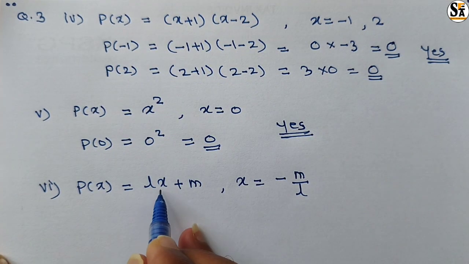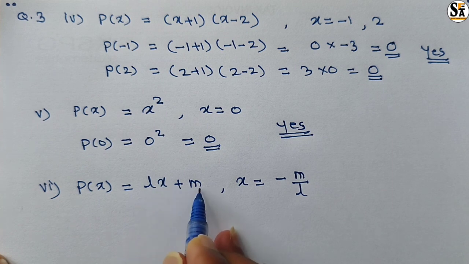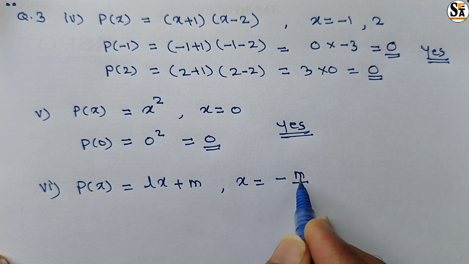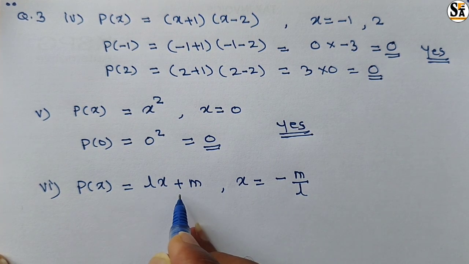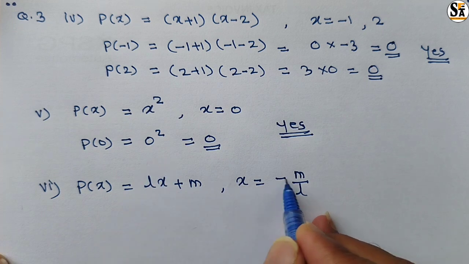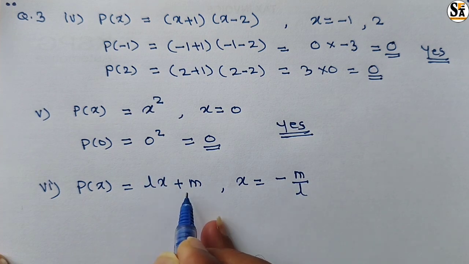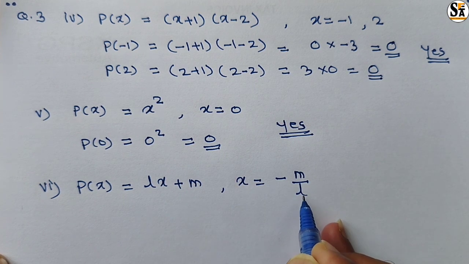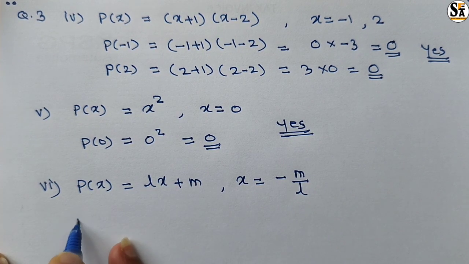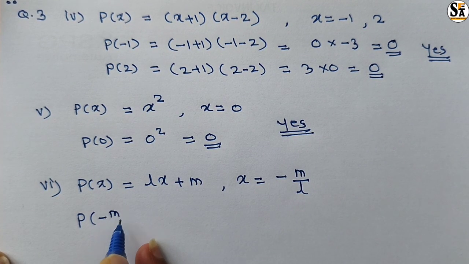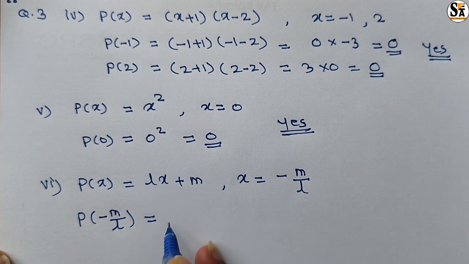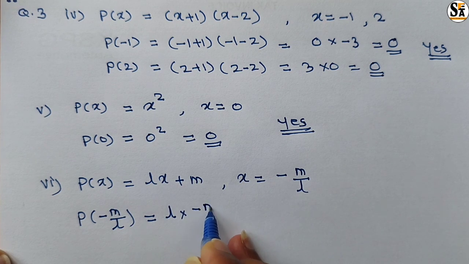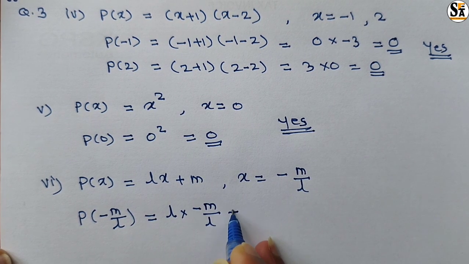P of x equal to this polynomial L into x plus m, and we have to find whether x equal to minus m upon L is a 0 for this polynomial. Means if we put the value of x as minus m upon L in this polynomial, and if we get 0, then we can say this value x equal to minus m upon L is 0 of this polynomial. Now just put p of minus m upon L, this equal to L is constant, so L as it is, put the value of x as minus m upon L plus m.